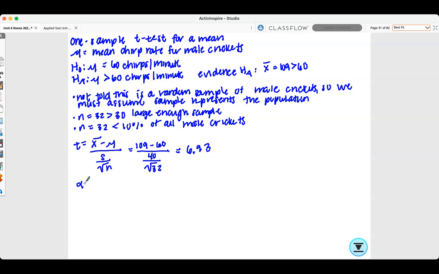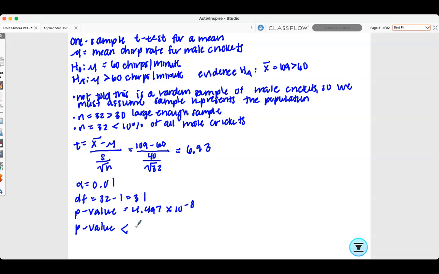They told us that alpha equals 0.01, and we know our degrees of freedom is 32 minus 1, which equals 31. Our p-value from our test equals 4.497 times 10 to the negative 8th. So that's about 0.